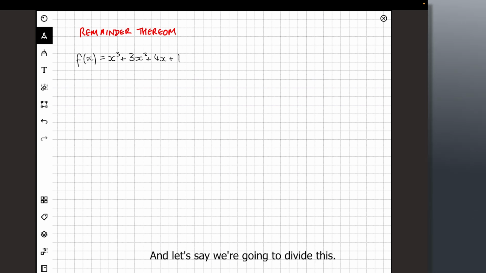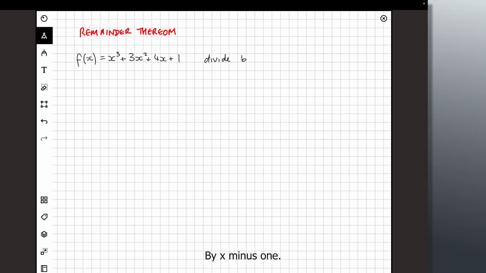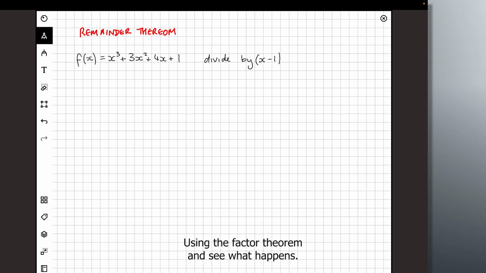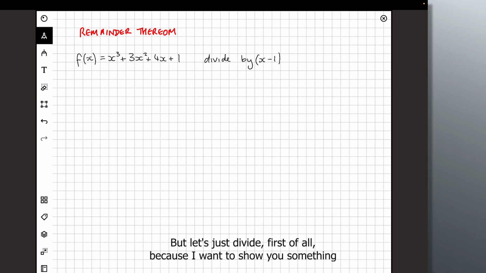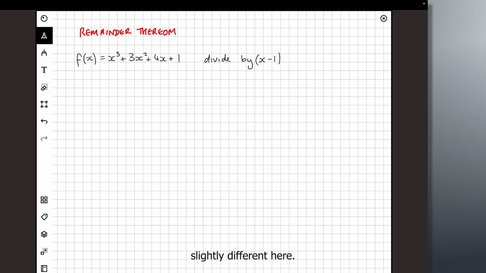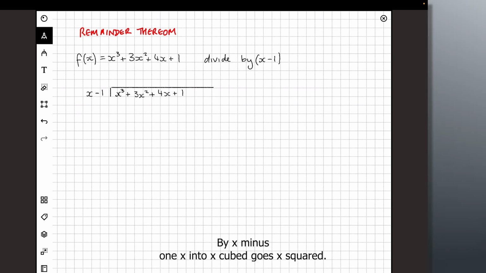Now let's say we're going to divide this by x minus 1. We don't know yet if it's a factor. We could, of course, substitute in, or we could say f of 1 using the factor theorem and see what happens. But let's just divide first, because I want to show you something slightly different here, another idea. So we're going to divide this function by x minus 1.